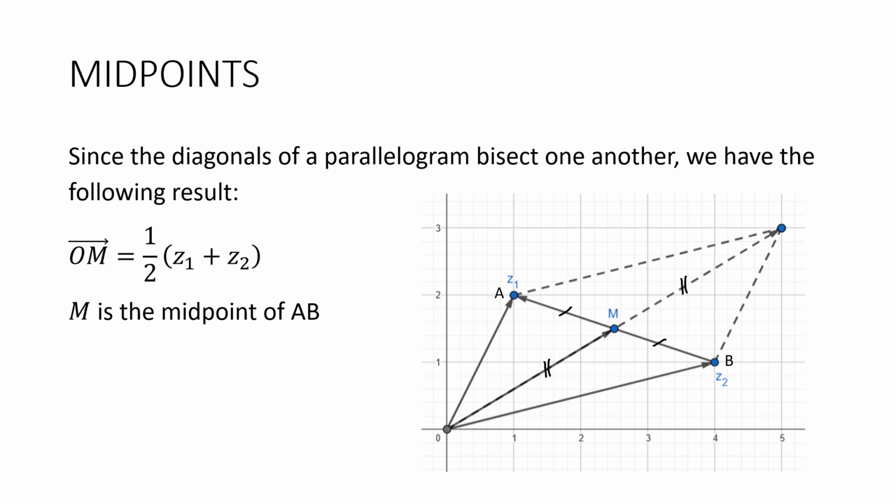And one more result from the parallelogram. Since the diagonals of a parallelogram bisect one another, we have the following result. The vector OM is equal to half of z1 + z2. And M is going to be the midpoint of AB.